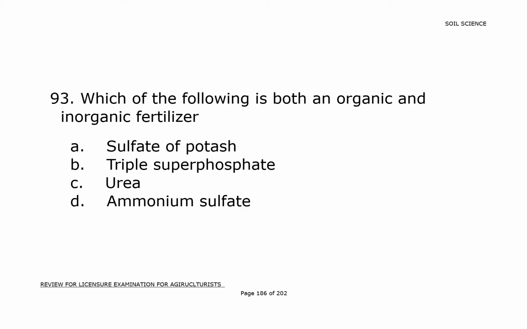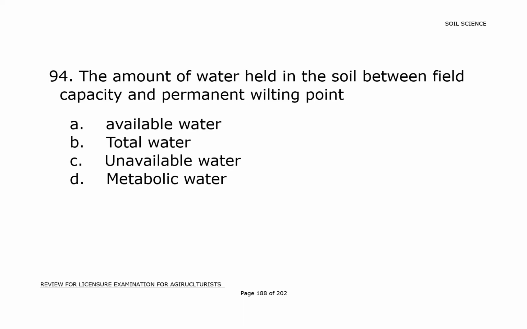Number 93. Which of the following is both an organic and inorganic fertilizer? A. Sulfate of potash. B. Triple superphosphate. C. Urea. Or D. Ammonium sulfate. The answer is urea.